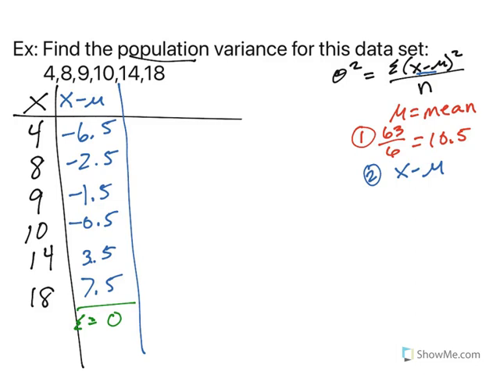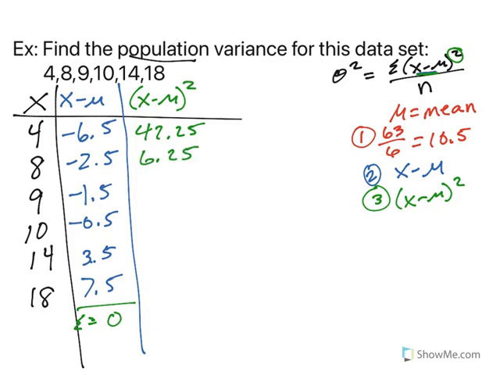Now you'll notice in our formula, the deviation, x minus mu, is squared. So step 3 is, let's square it. So I'm going to make my next column x minus mu squared. I'm going to take that difference, the negative 6.5, and I'm going to square it. So I'm going to get 42.25, and then I'm going to get 6.25. Negative 1.5 squared is 2.25, 0.25, 12.25, and 7.5 squared is 56.25. Now you'll notice these are all positive, because when we square something, we take it times itself. 2 negatives is a positive, 2 positives is a positive.